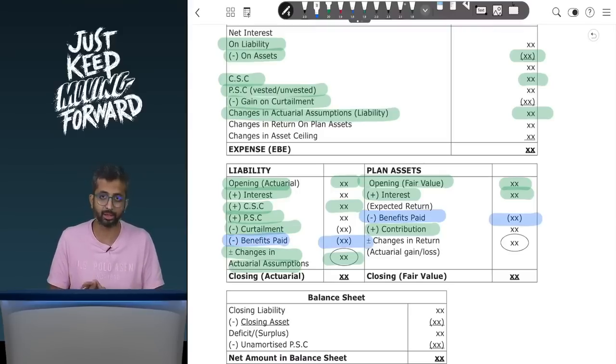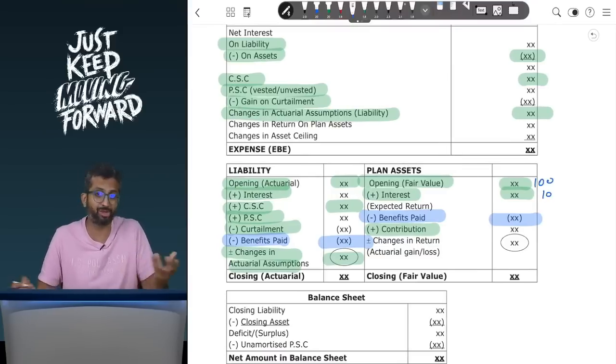P&L will not be impacted. However, again over here, the standard says that the interest that you calculate over here, if my opening plan assets were, let's say, 100 and my expected rate of return was 10%, over here 100 plus 10, however my actual return may be something different.